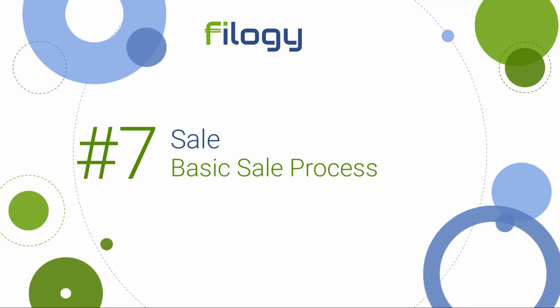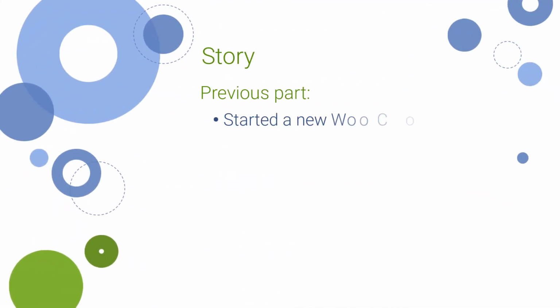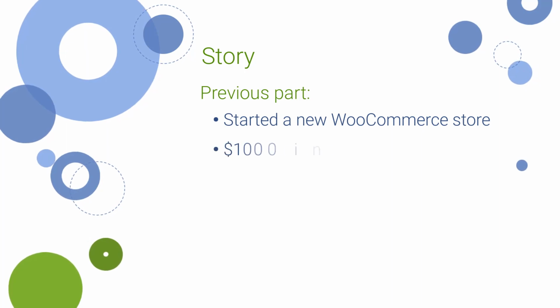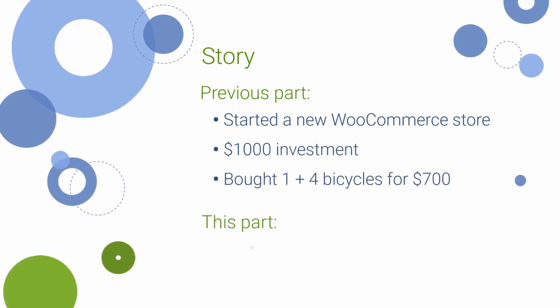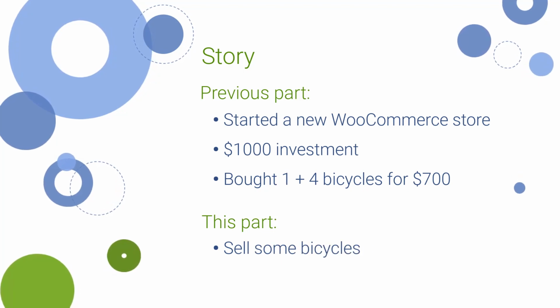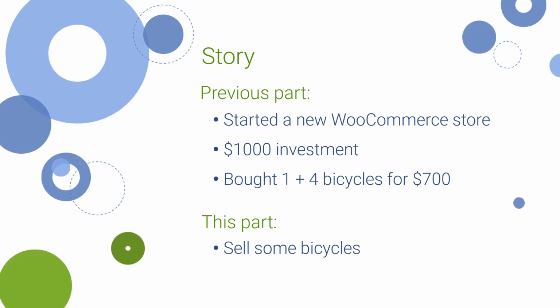In this tutorial, our story continues with the sale process. You started a new WooCommerce web store, invested $1,000, and bought goods for sale. Now your task is to sell them and generate profits. In this part, you can see how Filogy helps to manage WooCommerce sale orders.